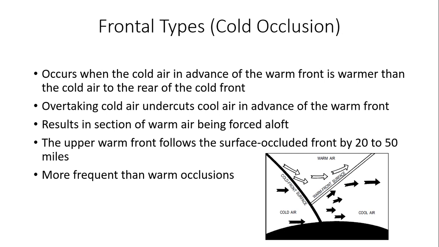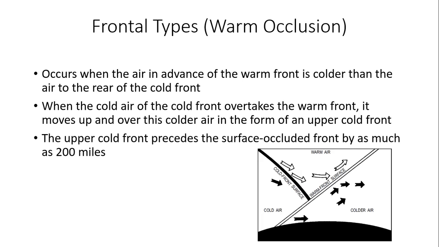This is going to occur when the colder air in advance of the warm front is warmer than the colder air to the rear of the cold front. So what we're saying with a cold occlusion is the coldest air is going to be behind the cold front. Overtaking, the cold air undercuts the cool air in advance of the warm front. So this is going to result in a section of the warm air being forced aloft. The upper warm front will follow the surface occluded front by 20 to 50 miles, and cold type occlusions are more frequent than warm type.